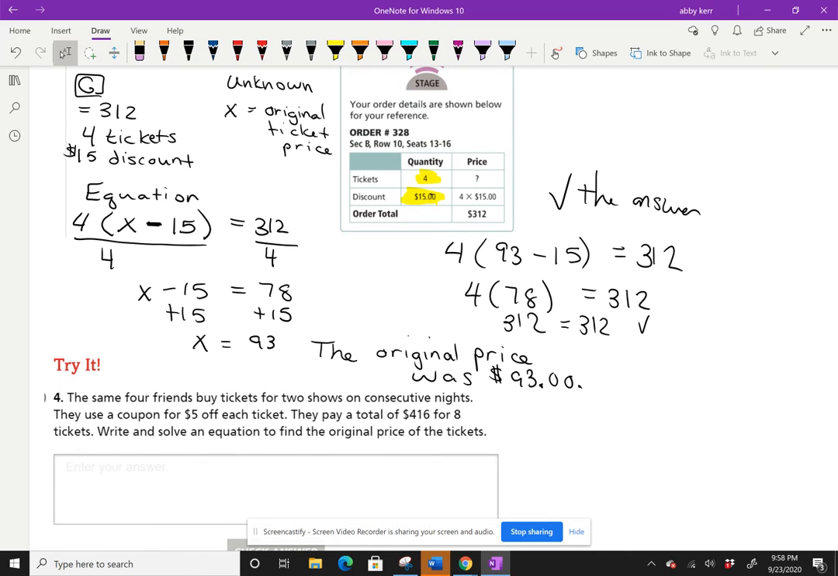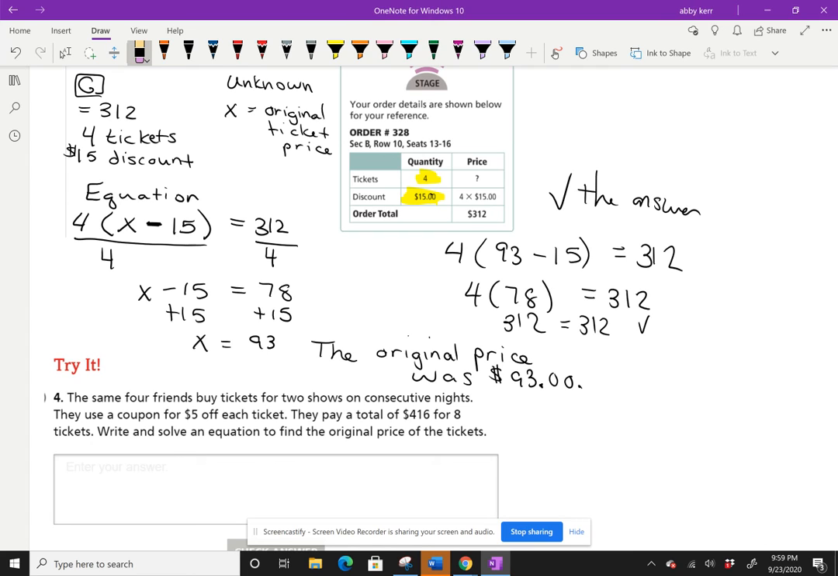So for your try it, it says the same 4 students buy tickets for 2 shows on consecutive nights. So what that means is they bought, let's say, a ticket on Friday, and then they bought a ticket for Saturday. Okay? So that's what that means. They use a coupon for $5 off each ticket. They pay a total of $416 for 8 tickets. So write and solve an equation to find the original price of the tickets.